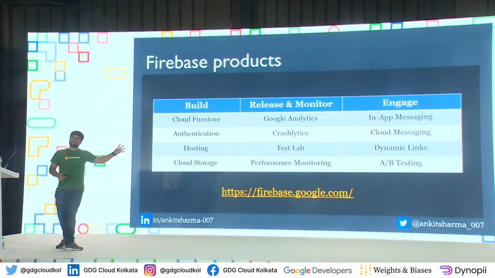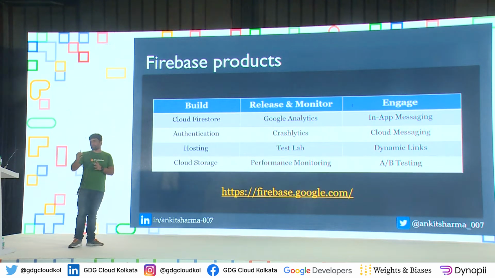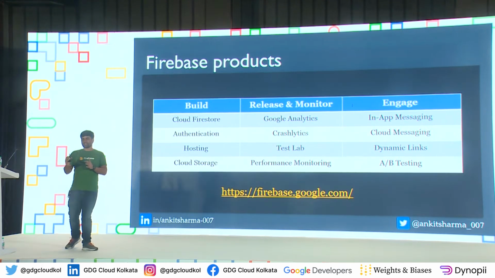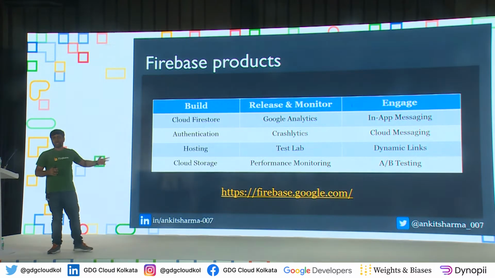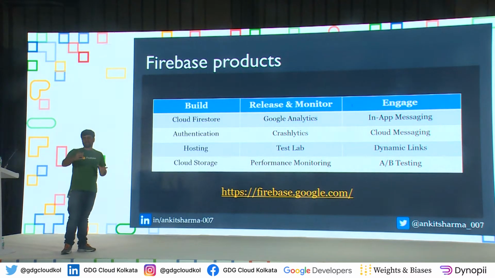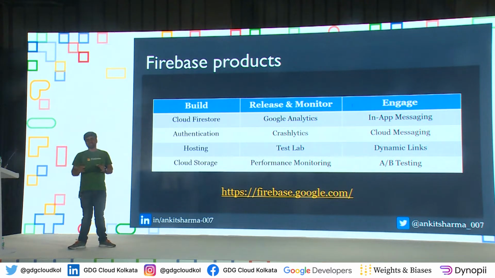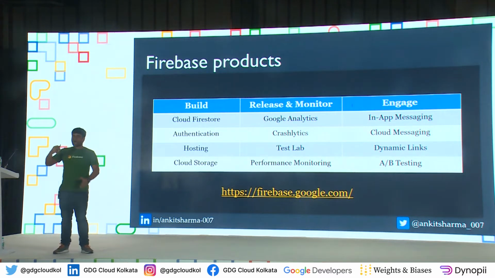So here is a sample table which will show you a few of the products in all the 3 categories, and at the end I have provided the official link, firebase.google.com. You can go over there and check the complete list of products with their details on what kind of service they provide and how you can use it.